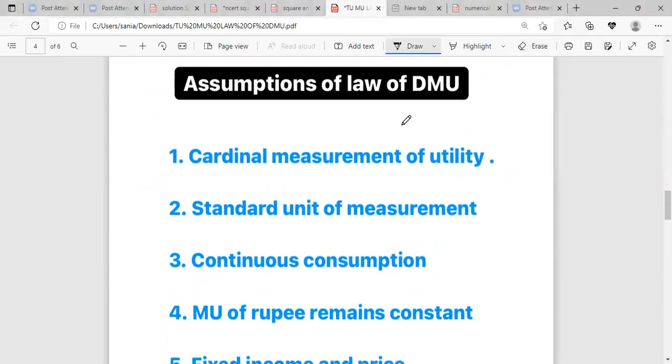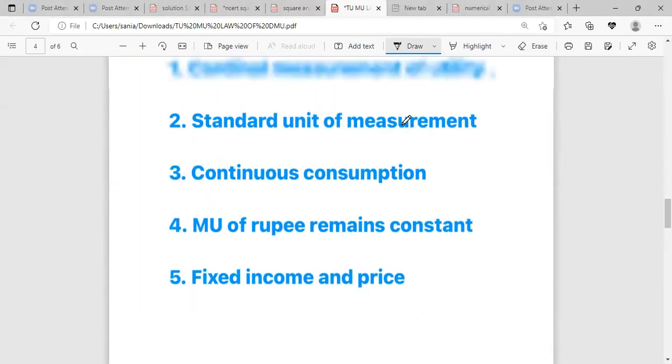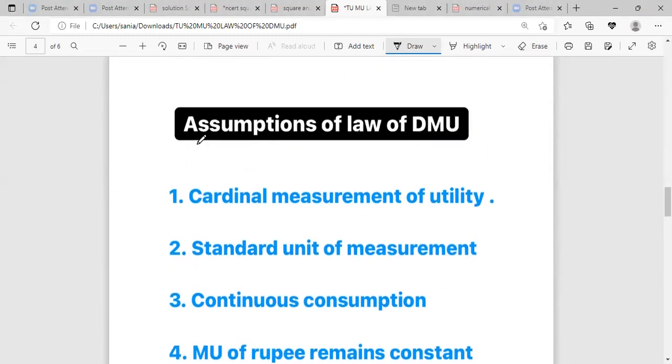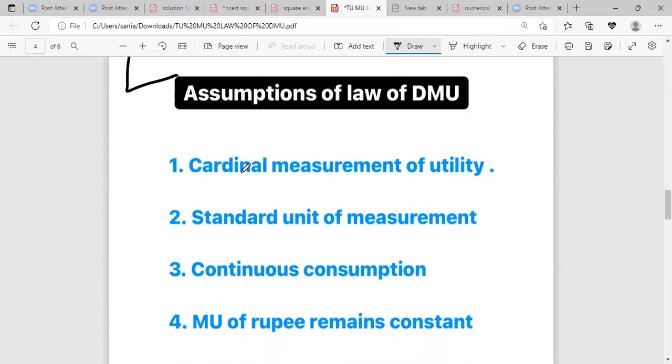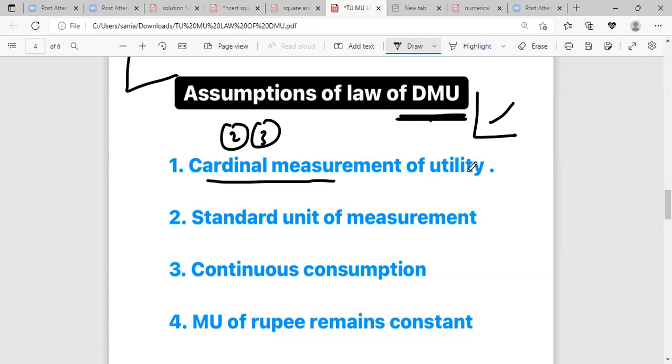Now, basically, there are a few assumptions that we will be discussing one by one. First assumption: when you are going to draw something, there are people who can assume so many things, so that's why you assume a few things. First, you already know you have two approaches. One is cardinal and the second one is ordinal. Cardinal is where you use numbers and ordinal is where you use preferences. So when you are drawing the law of DMU, making that graph, you will be using cardinal measurement of utility.